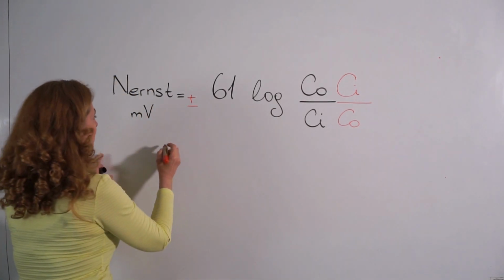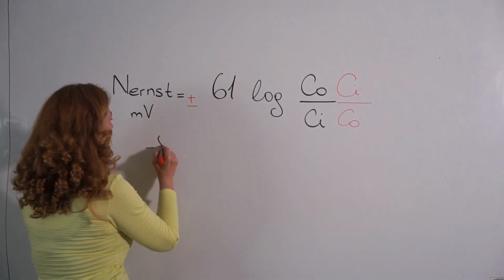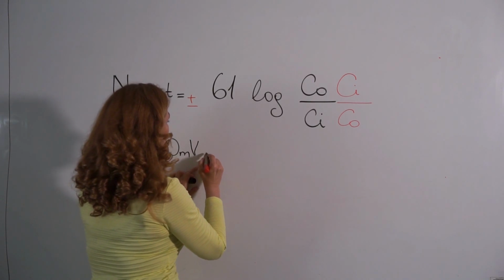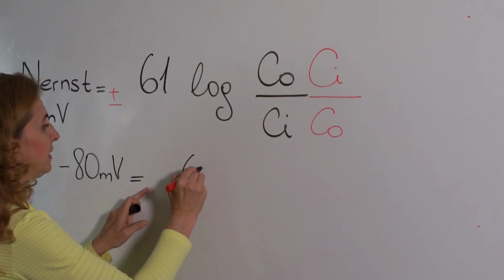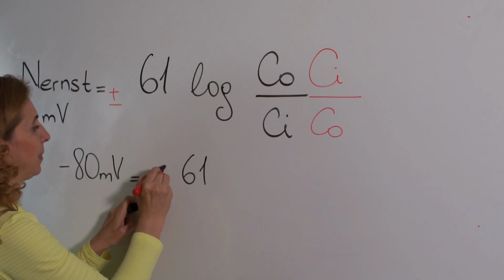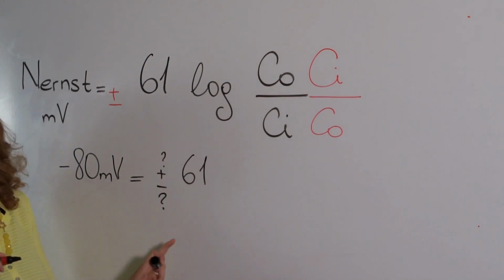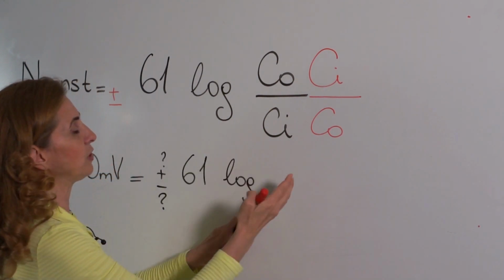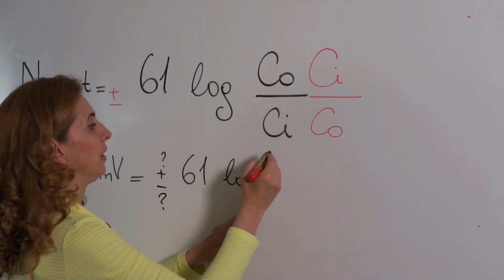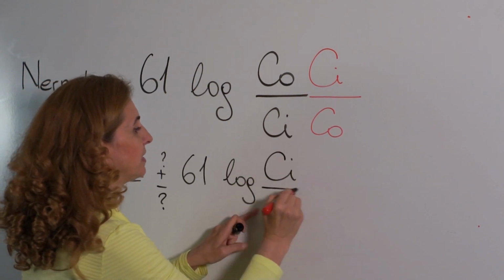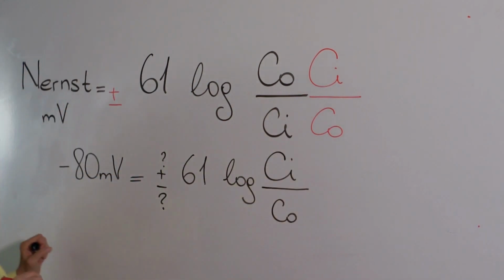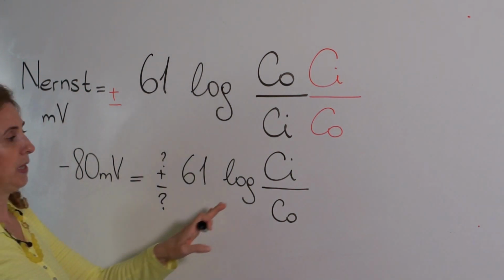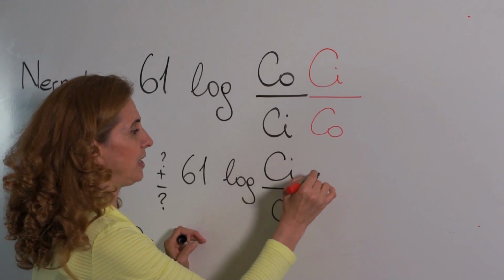So what was the Nernst potential of potassium? It was something like minus 80 millivolts. This is going to be equal to 61 plus or minus, we don't know which one right now, times the logarithm of the concentrations. We choose one of them. Let's say concentration inside over concentration outside.